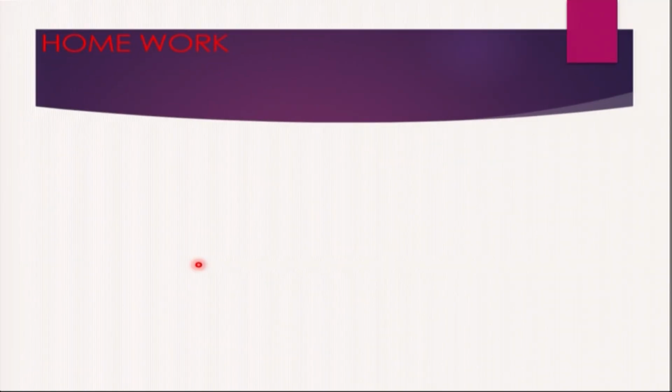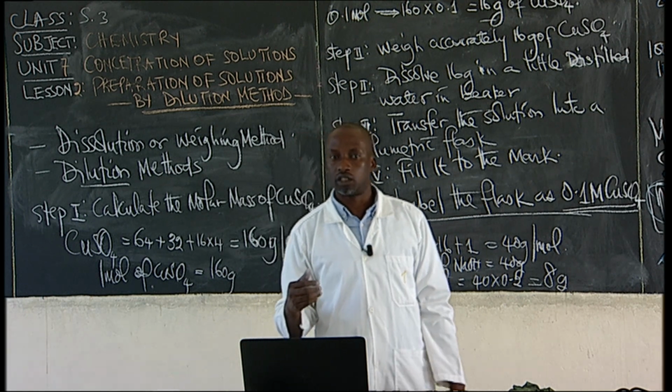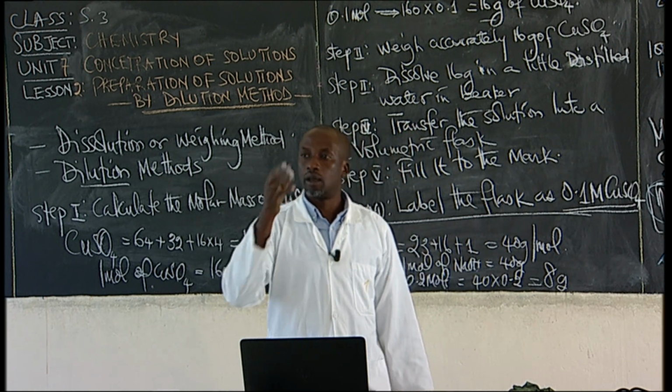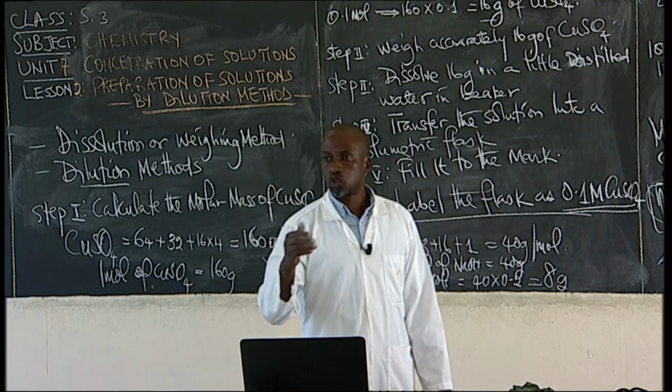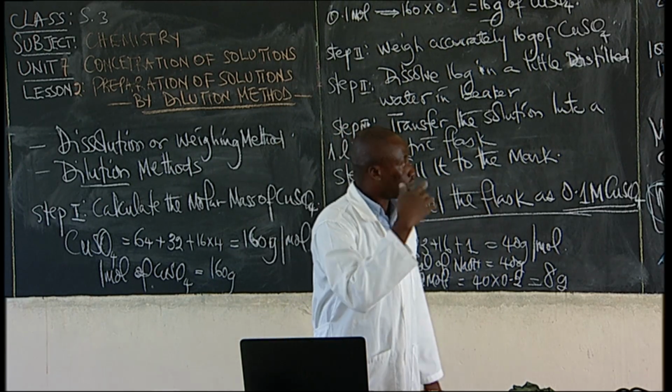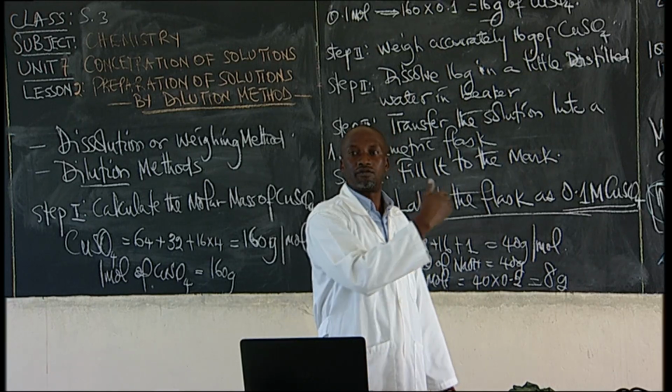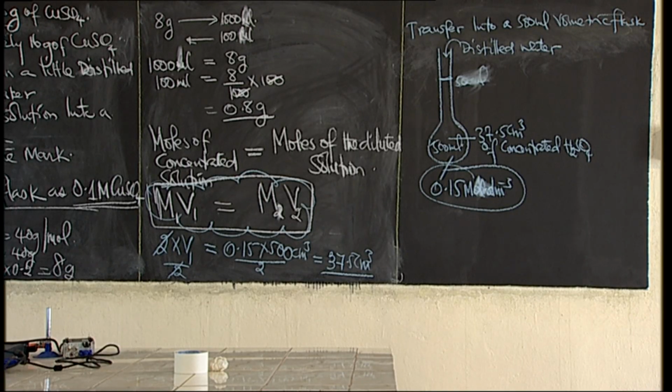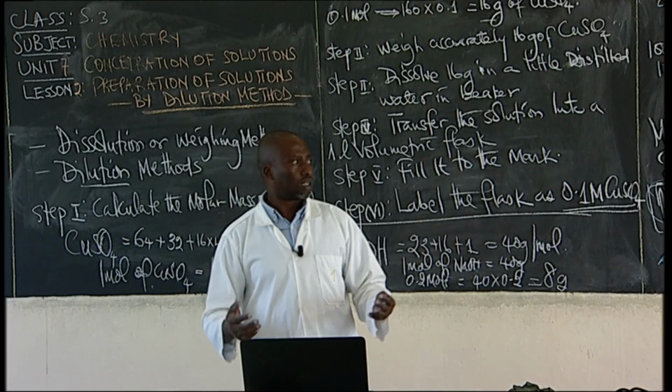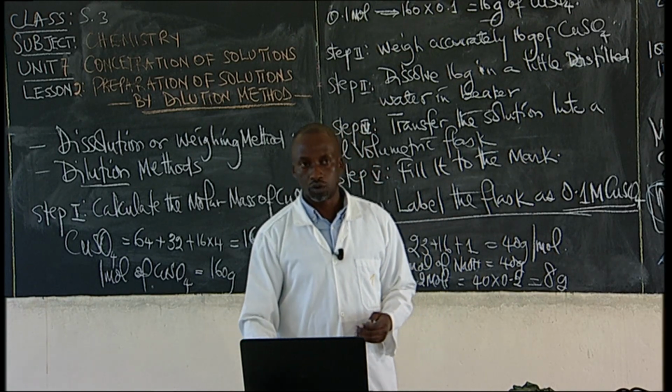So once you get the 25, fill it into the volumetric flask, which contains the volume that you are asked. You are asked to prepare 100 cubic centimeters. So the volumetric flask must be 100. These volumetric flasks have different capacities, 100, 200, 300, 500, 1 liter, 2 liters, 5 liters, and so on. Depends on the solution that you want to prepare.